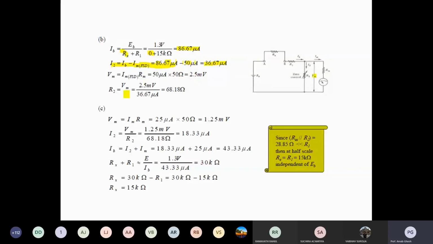What is the value of R2? R2 equals Vm by I2. Vm is 2.5 millivolt, and I2 is given as 36.67 microampere. So R2 is 68.18 ohm.